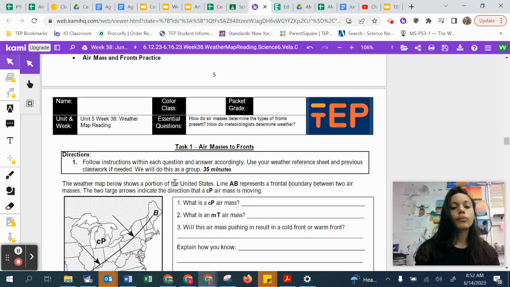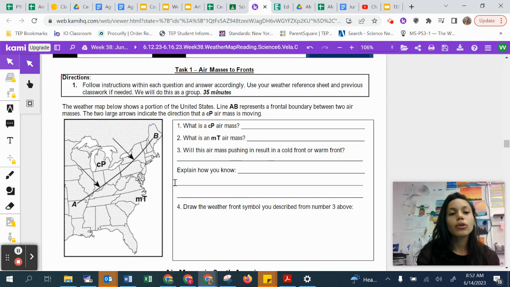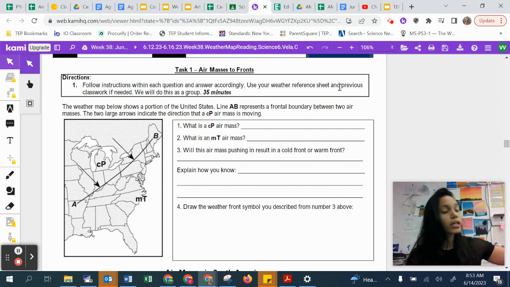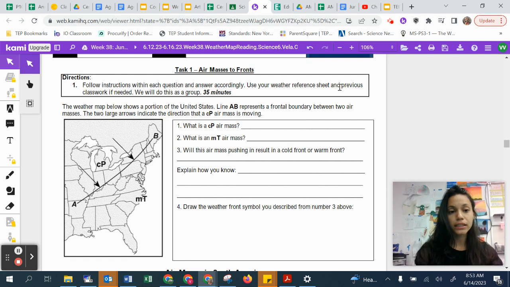The next thing that you're going to do is for task 1, follow the instructions within each question and answer accordingly. Use the weather reference sheet. If you do not have one, pause this video and walk over to the white bin by where we turn in our classwork, by the Jedi Academy board. Please get one and use it, because you will be able to use that tomorrow for your quiz.